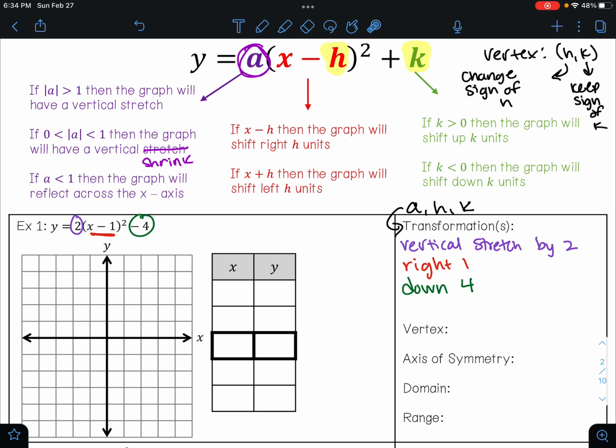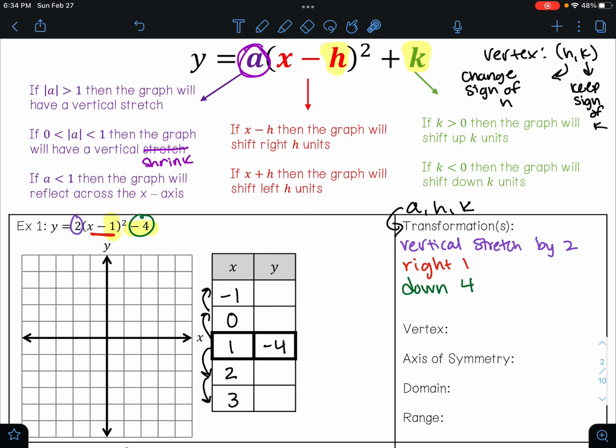So in this problem, our vertex would be (1, negative 4). Again, that is because we change the sign of h, so we change this negative 1 to a positive 1, and we keep the sign of k, which is negative 4. Once we know that the vertex is (1, negative 4), we can find the other x values. After 1 is 2, and after 2 is 3. Before 1 is 0, and before 0 is negative 1.